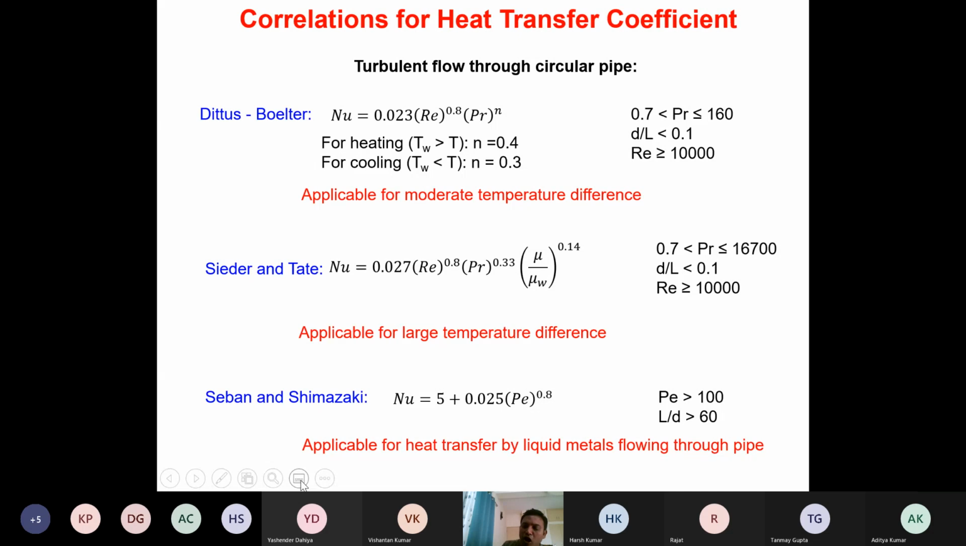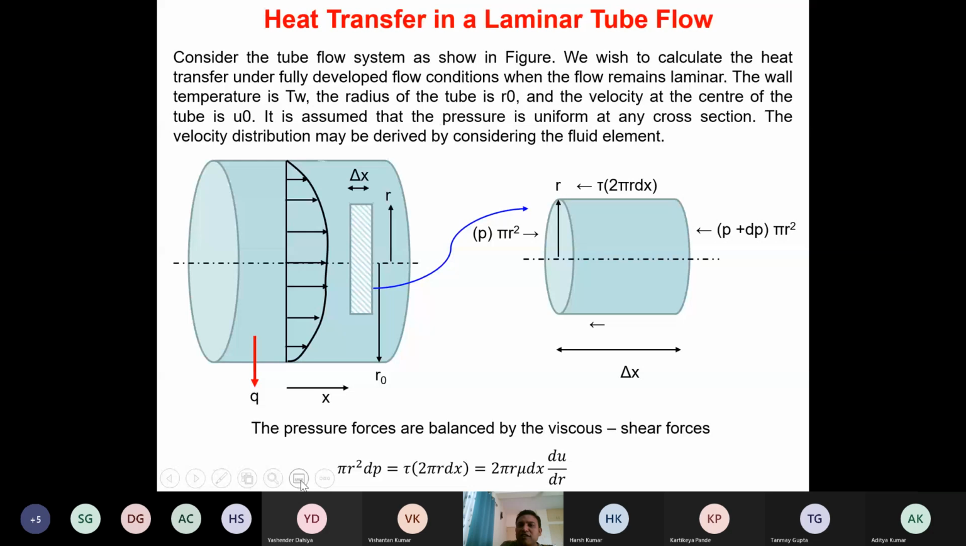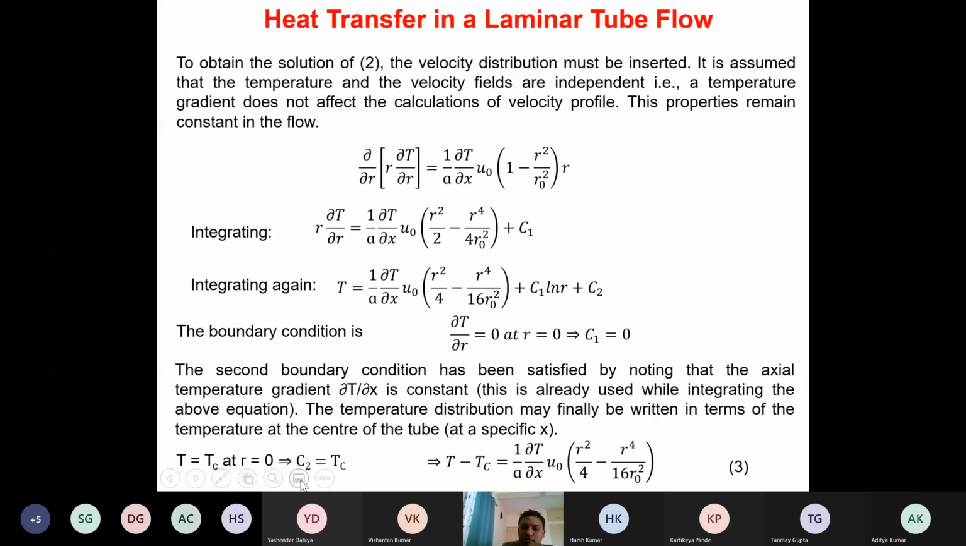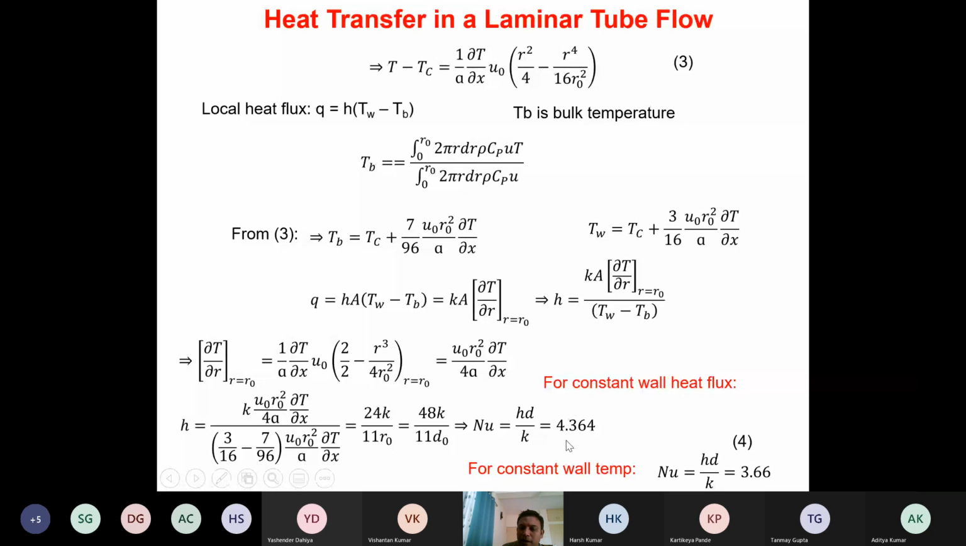One of the proofs, for laminar pipe flow with constant heat flux, we will do in the next class. That correlation comes around Nusselt number 4.364, and for a constant wall temperature it is 3.66. The second part we will not derive; you can find it in several books, but this first part we will derive in the next class.